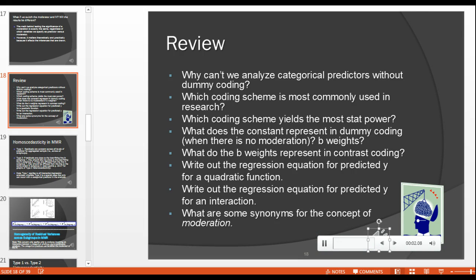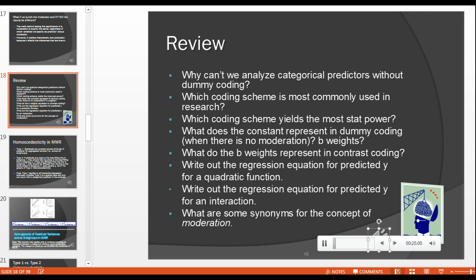Let's take a quick break to review what we've learned. And just a reminder, I encourage you to turn off the recording and answer as many of these as you can from memory, and then go back and check the answer. So the first one, why can't we analyze categorical predictors without dummy coding?